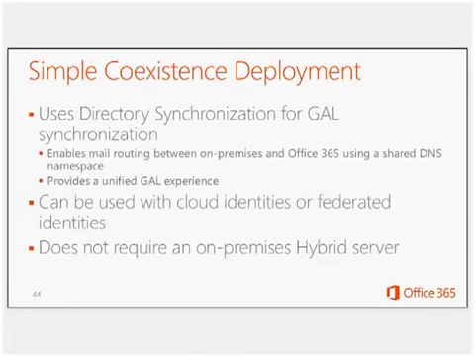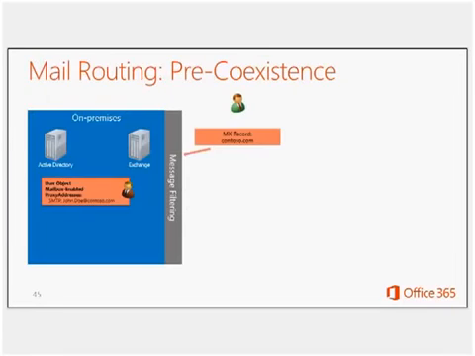It uses DirSync for a GAL. Cloud identities are federated and it does not require any on-premises hybrid server. So it doesn't require any kind of on-premises infrastructure except for that DirSync appliance. When you look at what mail routing is, when mail comes through that MX record, and as I said earlier, you have not changed the MX record yet with your deployment, as the mail comes in, it is then being received by the Exchange server.